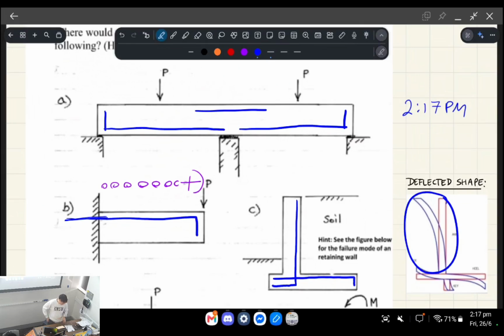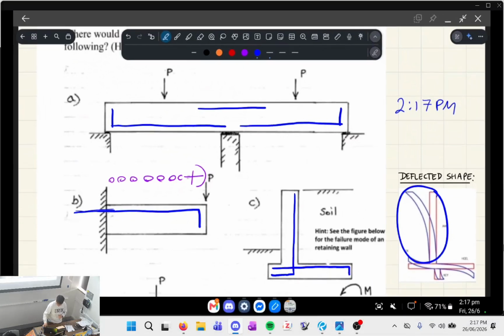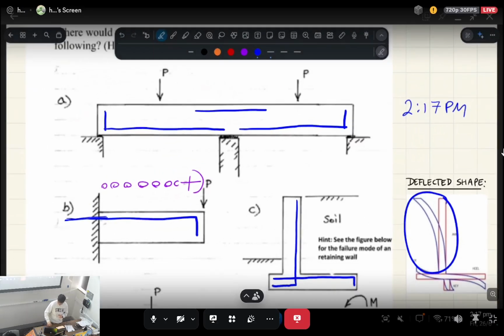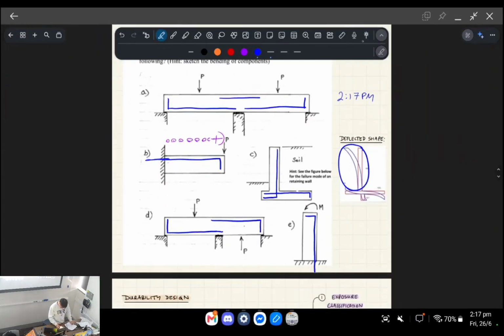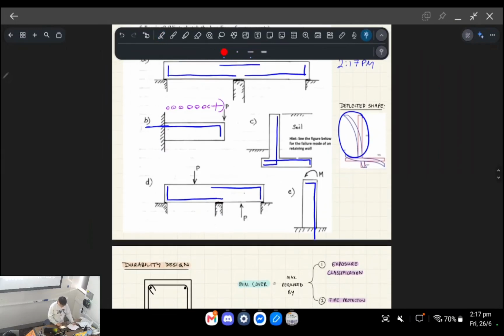All right, guys. Sorry. Let's continue. All right. So that's the first question covered. Now I'd like to switch over to thinking about durability design, right?